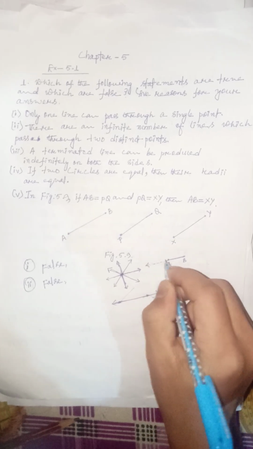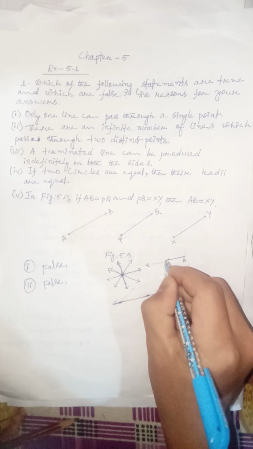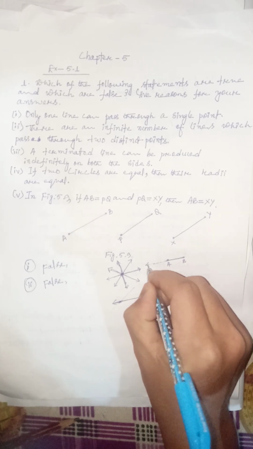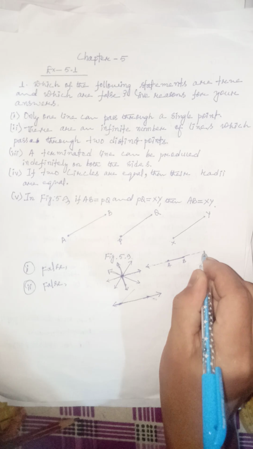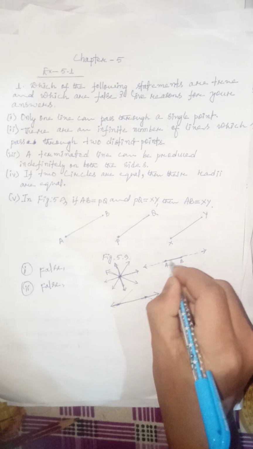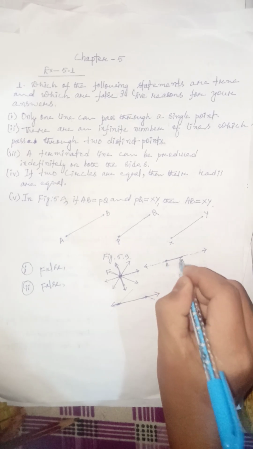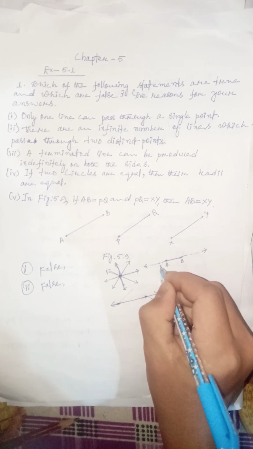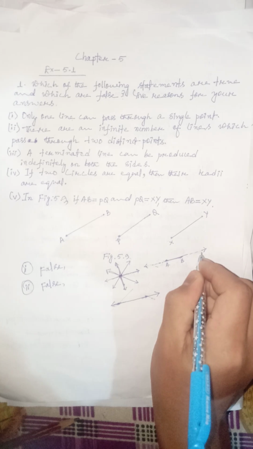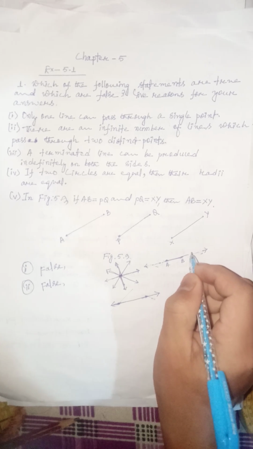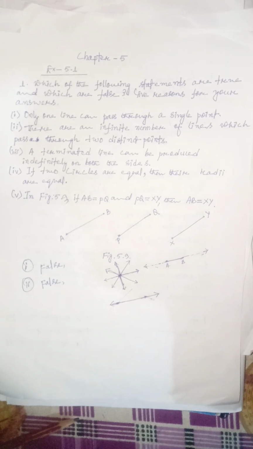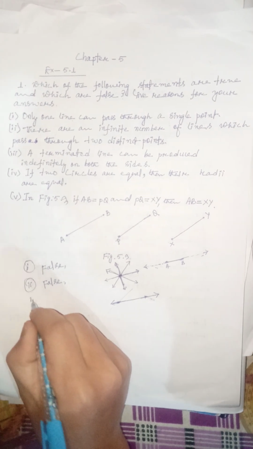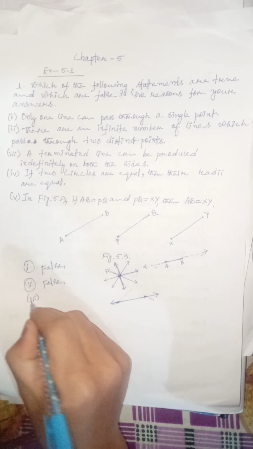indefinite lines, right? On both sides, this side as well as this side. Using this terminated line or line segment, we can draw an indefinite line which can be produced even on this side as well as this side. That's what the statement actually means to us, right? Thus, this statement number 3 will be true.